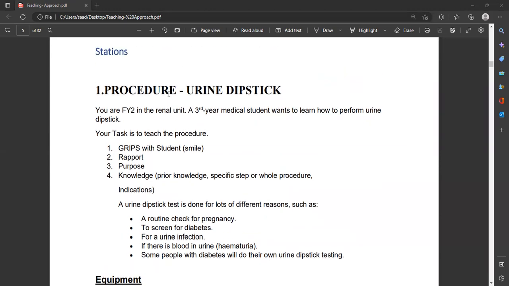So this is the procedure, urine dipstick. You are standing outside the cubicle. The scenario is you are FY2 in a unit. A third-year medical student wants to learn how to perform urine dipstick. Again, those 4 things: you are FY2, you are in a unit, a third-year medical student wants to know how to perform. Teach how to perform. Don't teach what the normal colors are, what the sweet odor means, and what it means if urine is not clear.